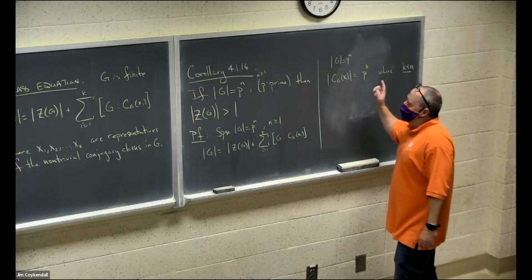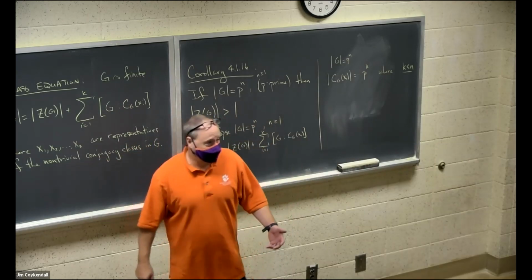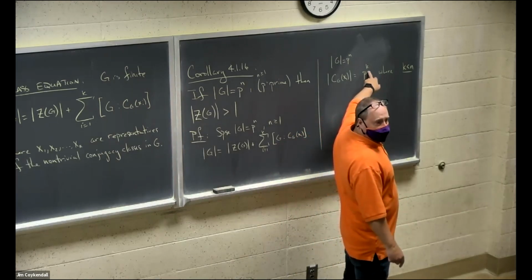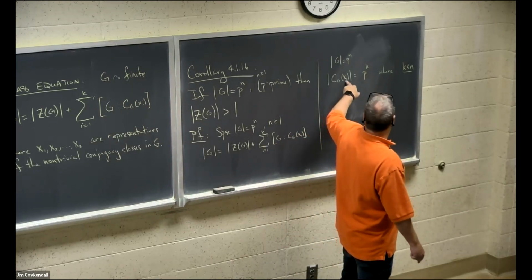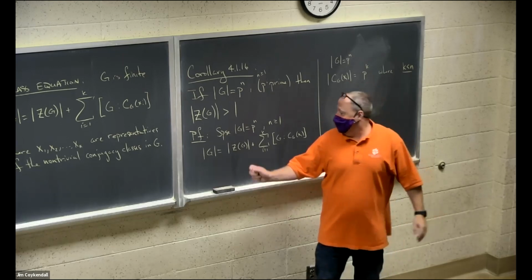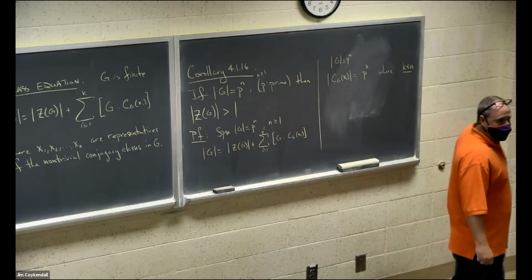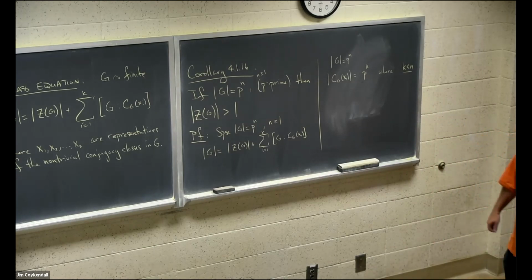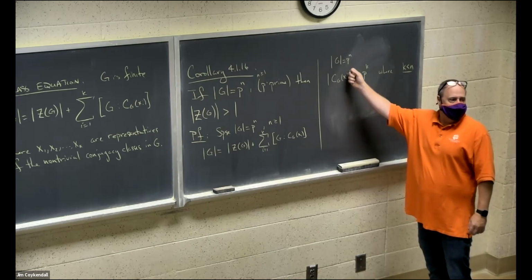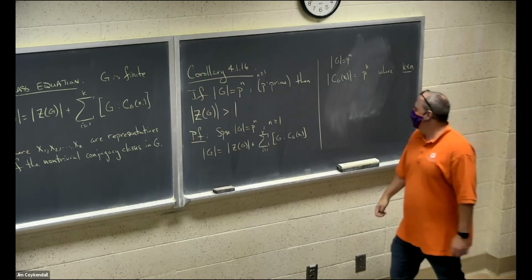Well, remember how these elements are picked. These are representatives of the non-trivial conjugacy classes, right? So ask yourself this: what happens if K equals N? That means the centralizer of Xi is the whole group, which means it's in the center, which means I'm not counting it over here. Everybody okay with that? And the fact that it has to be of the form P to the K is Lagrange's theorem, because this is a subgroup, and so it must be a power of P less than or equal to N, and now we have it strict.